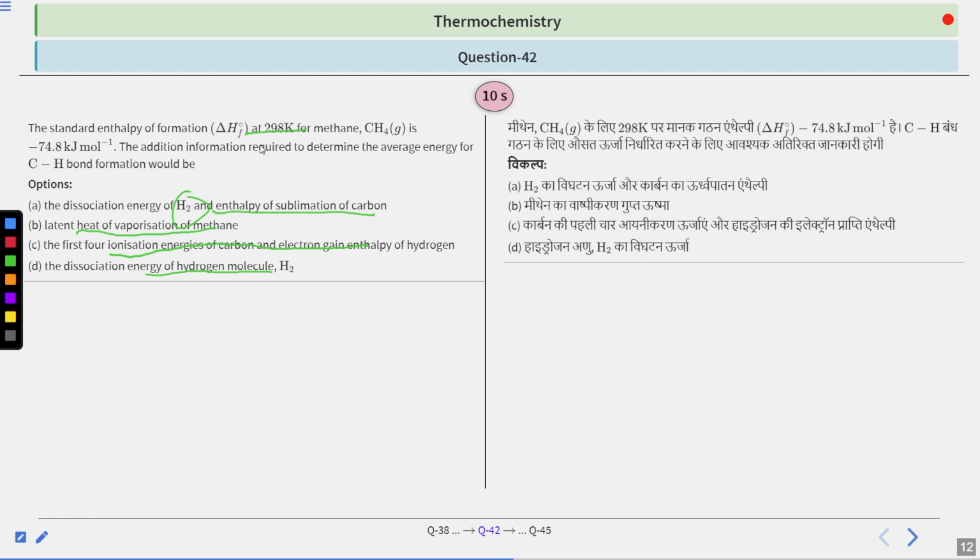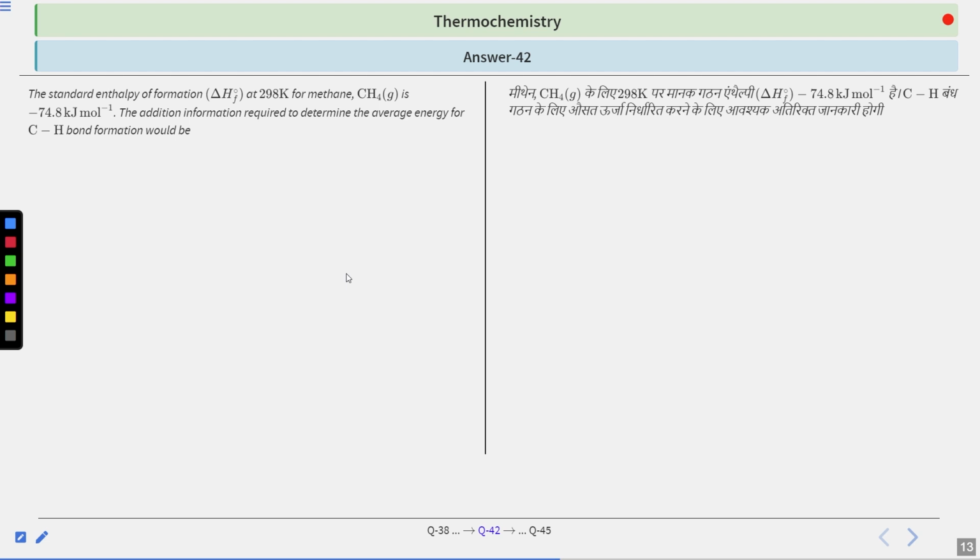I will give you the hint basically. When you write the standard thermochemical equation for the formation of CH4 from its elements in the standard state, then you can write the enthalpy in terms of the dissociation energy of bonds, right? So you will use that concept. Now your 10 seconds to solve this question starts now. The time is up. Let us move to the solution part.